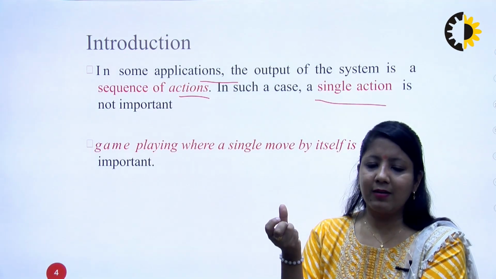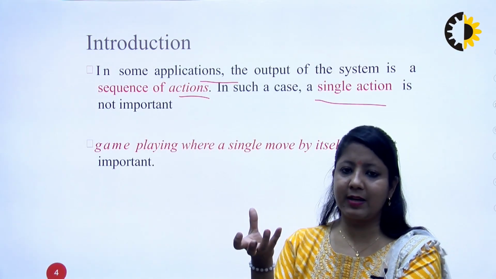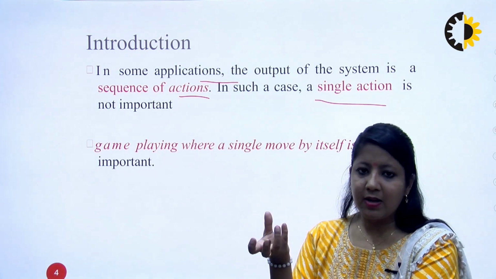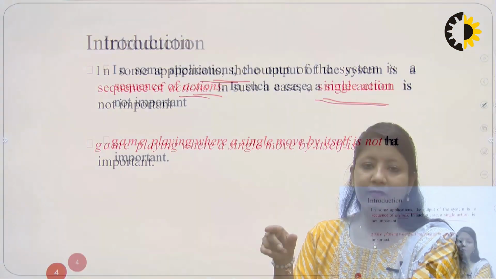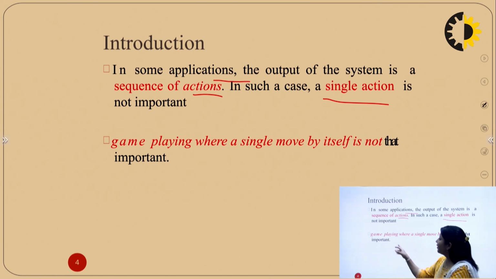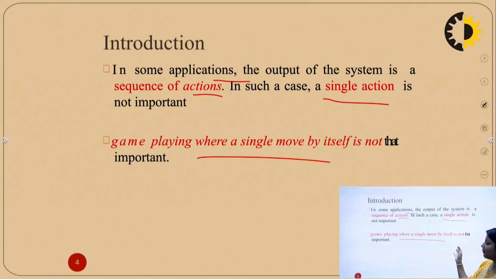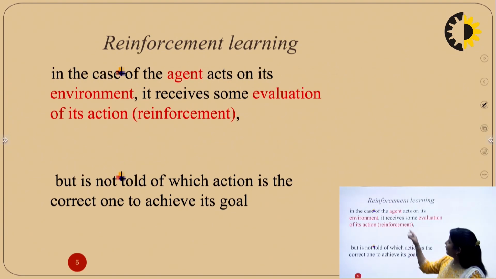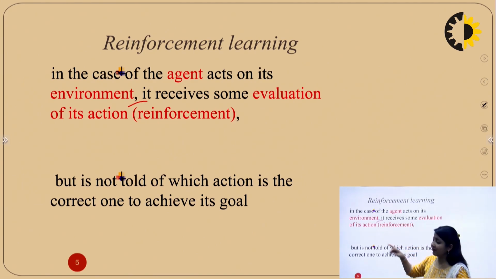We can train our model with the number of actions, so that the user or machine will learn how to move the steps and how to win the game. So in game playing, a single move by itself is not that important. We have a sequence of actions here. In this case, the agent acts on its environment. So what is an agent? An agent can be a robot or any virtual person which helps the user to move to the further step. And environment means the interface of the game.